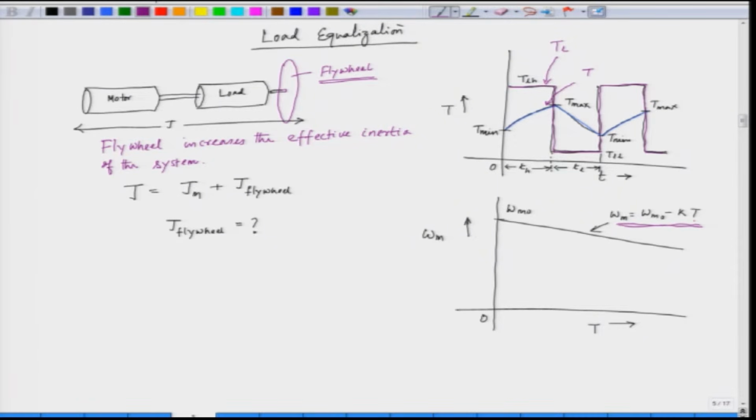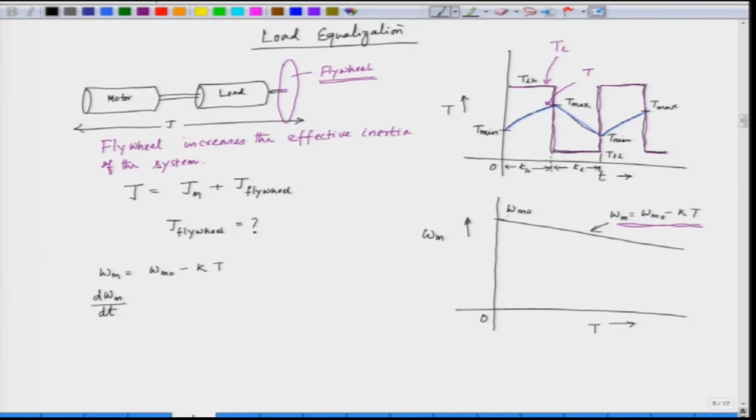This is the characteristic of the motor, and the load is pulsating in nature. So, we have to use this motor characteristic to decide the inertia of the flywheel. Now, let us write down the dynamical equation. We have the motor characteristic, omega m equal to omega m naught minus k T. We find the derivative, d omega m by dt.